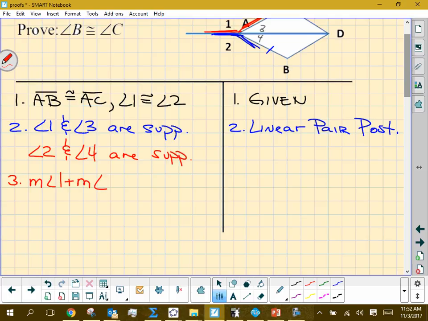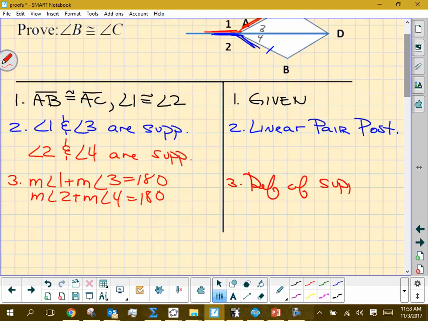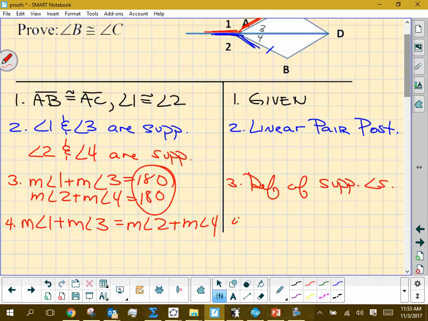So I'm going to say measure of angle 1 plus measure of angle 3 equals 180. And we're going to say measure of angle 2 plus measure of angle 4 equals 180. You guys know that's the definition of supplementary angles. Now, because they both equal 180, we can say angle 1 plus angle 3 is equal to angle 2 plus angle 4. And that's substitution.